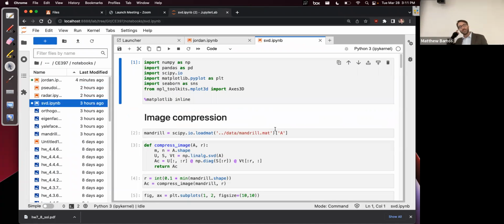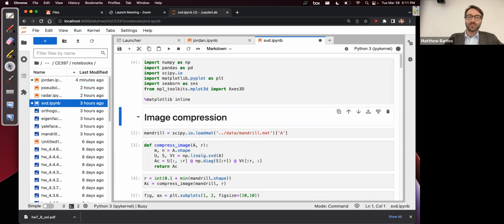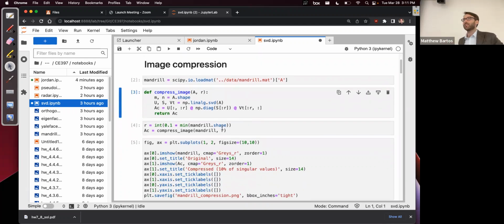One really interesting application of the SVD is analyzing and extracting the low rank structure of data sets or systems. So for instance, let's say we have an image, and we want to compress it. The SVD is actually used for this purpose in algorithms like JPEG image compression.